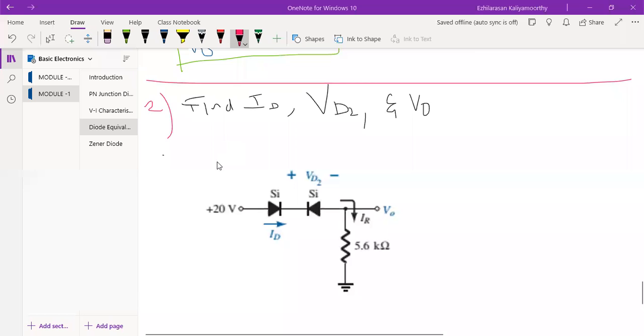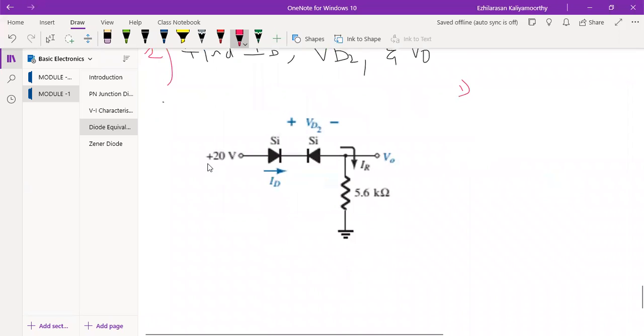Okay. Now you will see the second question. You need to find ID, VD2 and V naught. Now from this, you see the figure here, the same diode. First thing you have to do is check which diode is given. They mentioned silicon diode, that is also fine. Next thing is you need to think whether the diode is in forward bias or reverse bias.